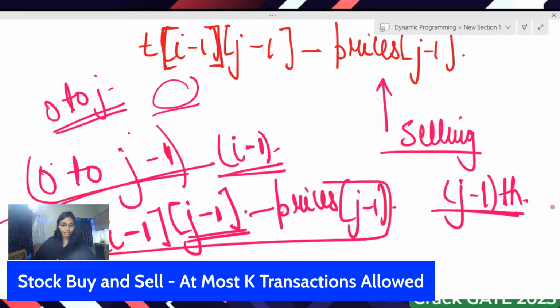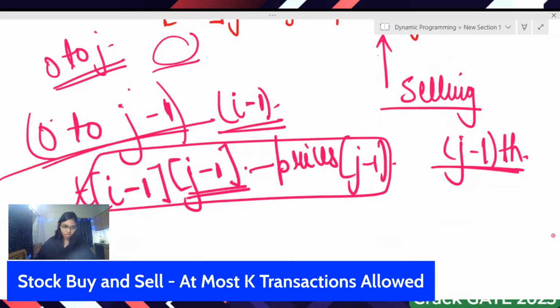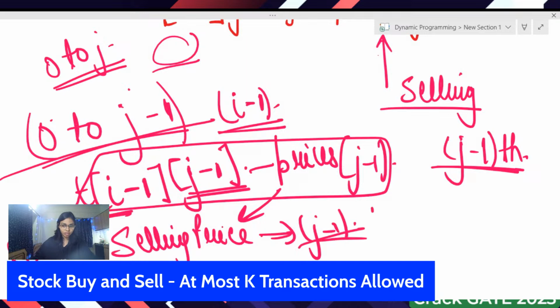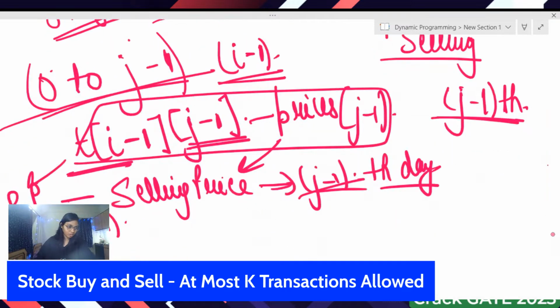Okay, just don't take it like this, t of i minus 1 or j minus 1. Don't get scared with that terminology. It is basically the selling price, and this one is the buying price. You are buying your stock on any of the days between 0 to j minus 1, and you are selling your stock on the j minus 1th day. That is what it is signifying.